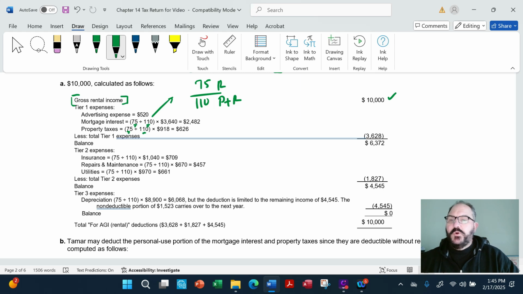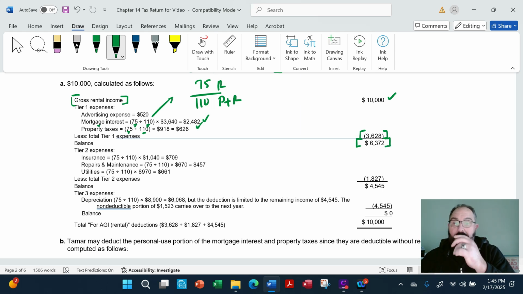So with these two, mortgage interest turns out to be $2,482, and property taxes $626. So the total tier 1 expenses are $3,628, which leaves you a balance of $6,372, and you subtract these in the order of the tier.